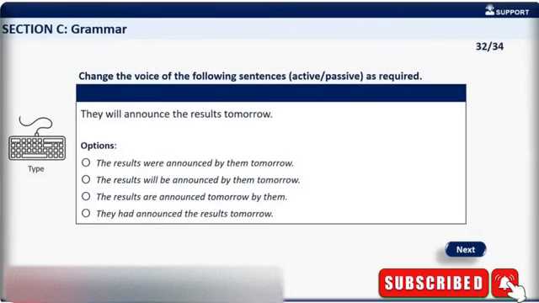Let's move on to the next question now. They will announce the result tomorrow. The options that we have are: the results were announced by them tomorrow; the results will be announced by them tomorrow; the results are announced by them tomorrow; or they had announced the results tomorrow. See, we are talking about future tense, so the correct answer in this question is: the results will be announced by them tomorrow.